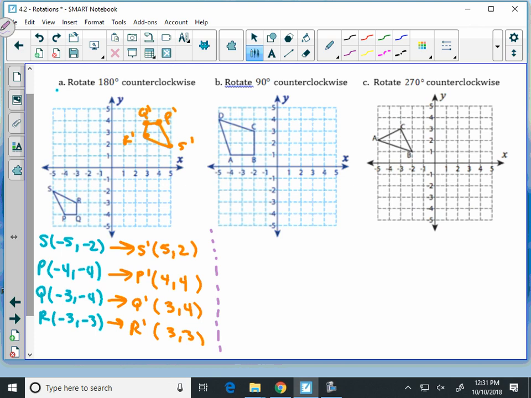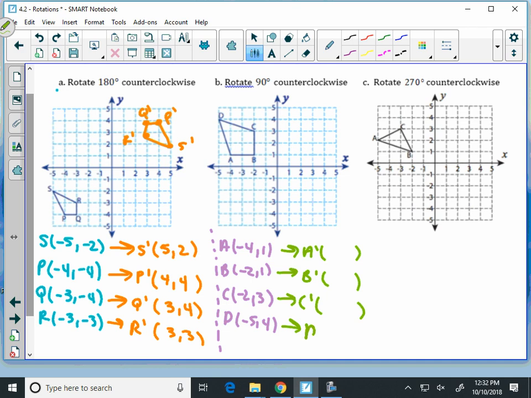The next one's asking us to rotate 90 degrees counterclockwise. And when you see counterclockwise, that is a normal rotation. So go ahead, write down the vertices of the pre-image, the original figure. I'm going to write A prime, P prime, C prime, and D.